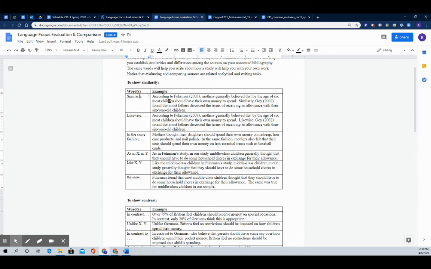But we also can see the pattern that we have discussed in other lessons, that every time you have the last name of an author, immediately the year follows. So every time that you have a source, you're going to have the year.